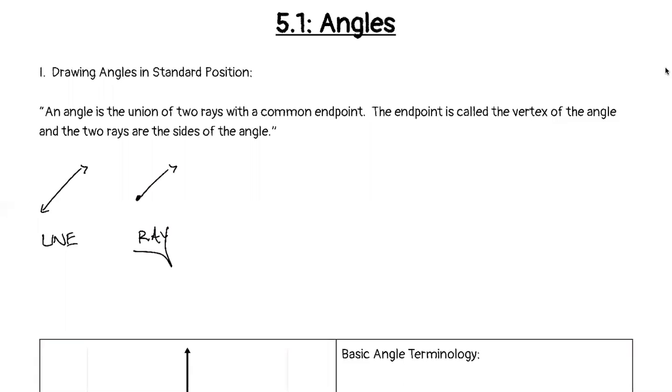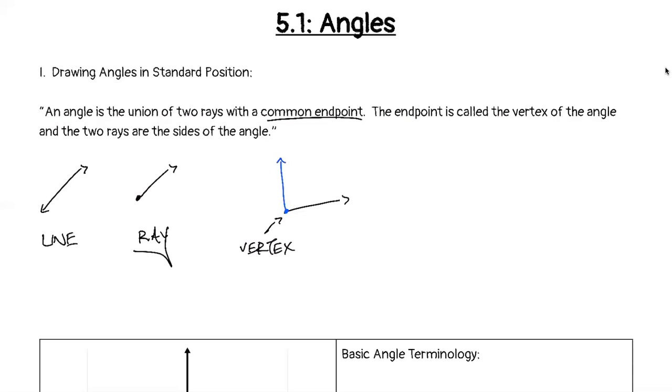And when we say that an angle is the union of two rays, that means we're going to take the two rays and put them together, but specifically they have a common endpoint, which means that if I have one ray here and I want another ray, they should share that same endpoint, okay? And so this point right here is called the vertex of the angle.